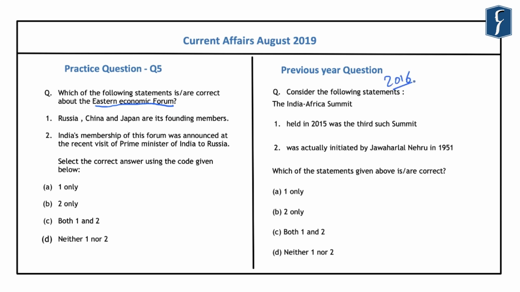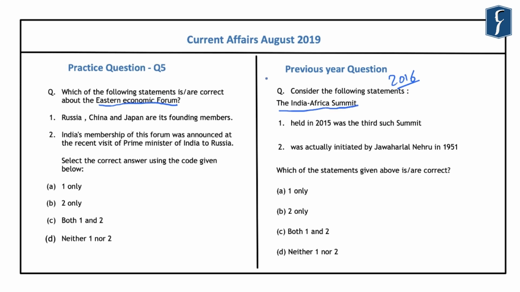And that question was related to the India-Africa summit that was held in the year 2015 in India. The question that was asked in 2016 required us to consider the statements related to this India-Africa summit that was held in India in that year. So the first statement is that the India-Africa summit held in 2015 was the third such summit. And the second statement is that it was actually initiated by Jawaharlal Nehru in the year 1951.